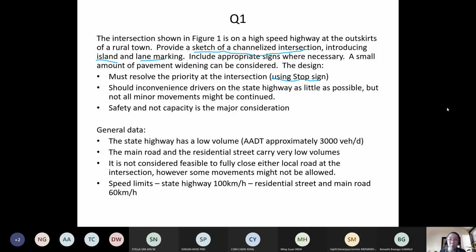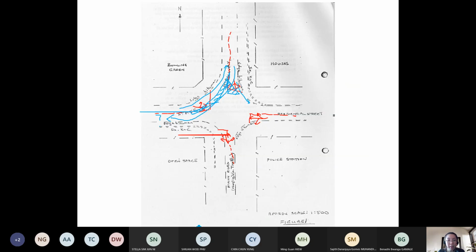If possible, we give priority, we give the users of state highway a continuous drive rather than having to slow down or even stop. All right. Yeah. So try and see how you can improve the design of this intersection by using just channelization. Okay. No traffic lights. Now, one question that often comes up in the past, can I put a roundabout at this intersection?